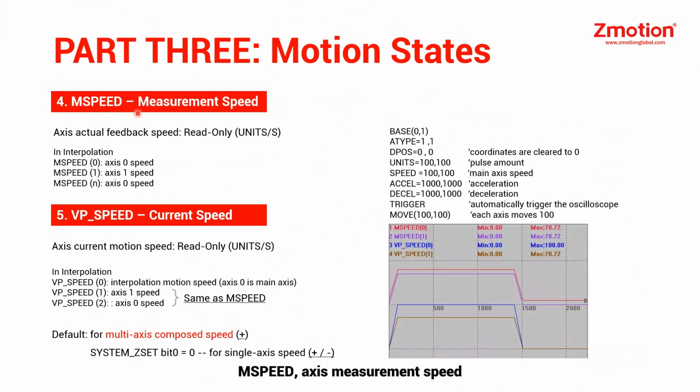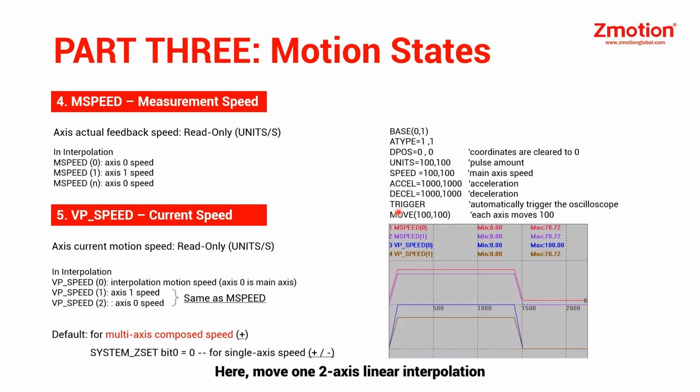M speed is the axis measurement speed. In interpolation, M speed is the speed of each axis. VPS speed is the current motion speed, but it is the composed speed of multi-axis by default, so there is no negative value. If we need to know each axis speed, set system Z set command bit 0 as 0. What's more, in interpolation, it is the speed of the interpolation motion.